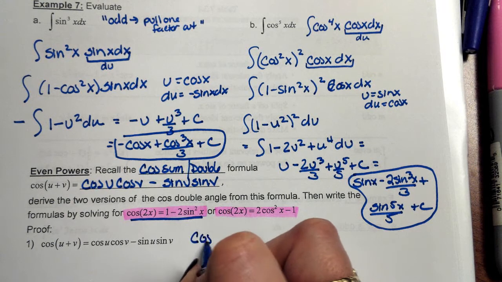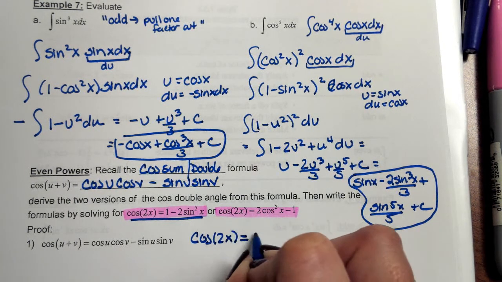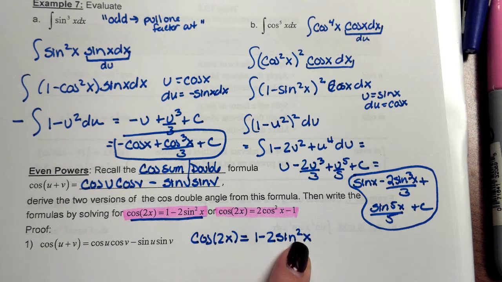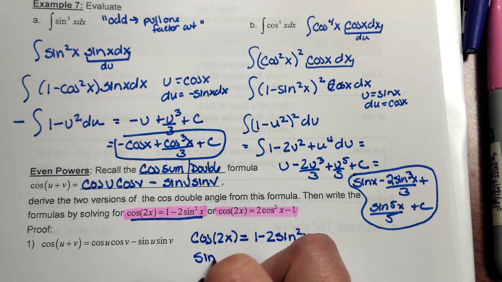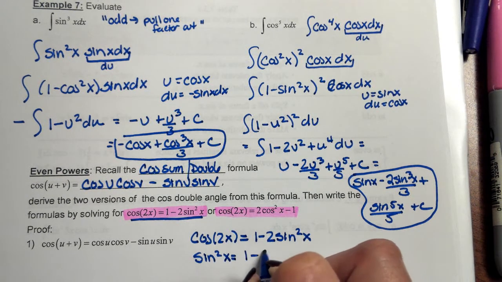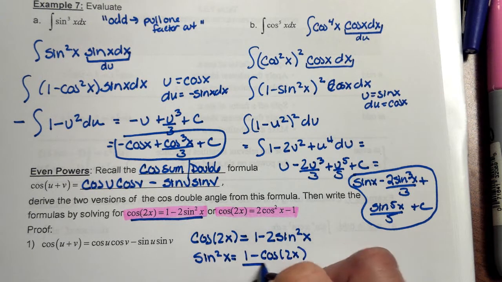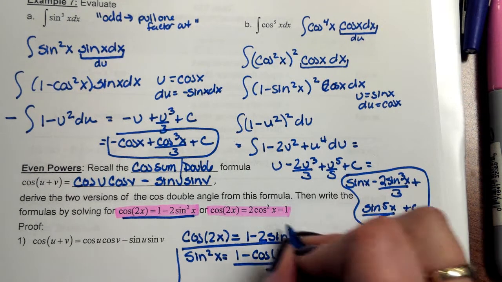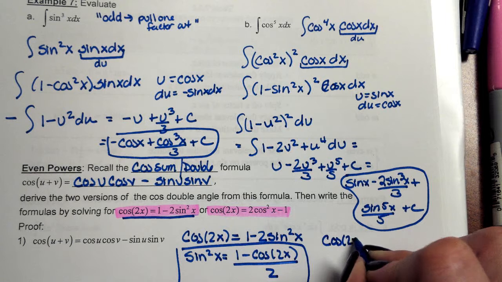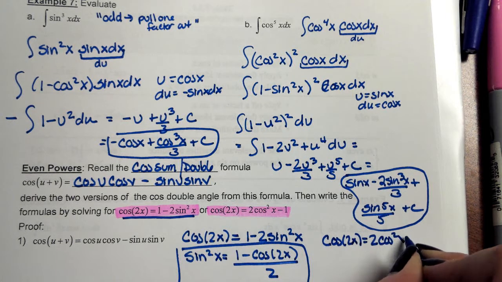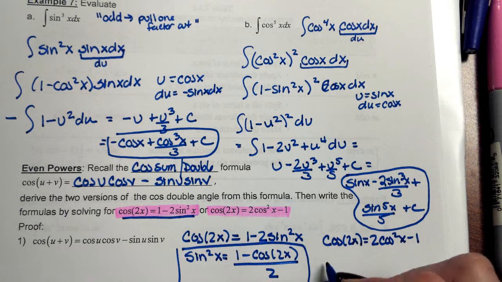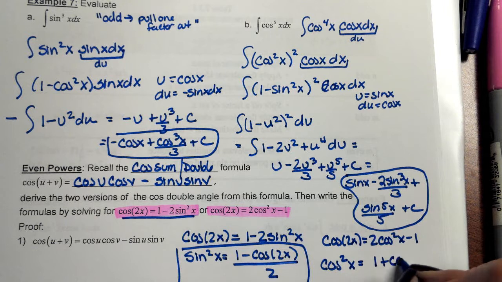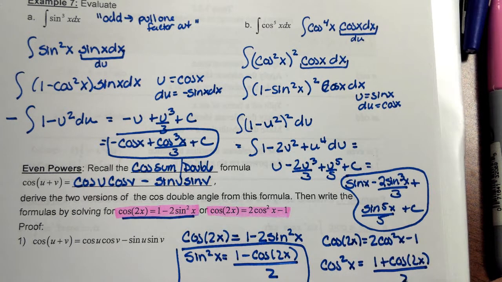So when you have these two double angle formulas, what you want to do is solve for sine squared and then eventually solve for cosine squared. So if I solve for sine squared here, sine squared of x is going to be equal to 1 minus cosine of 2x all over 2. Then you have the other double angle formula, the cosine of 2x is equal to 2 cosine squared x minus 1. Again, you want to solve for your cosine squared. So cosine squared x is equal to 1 plus cosine of 2x all over 2.